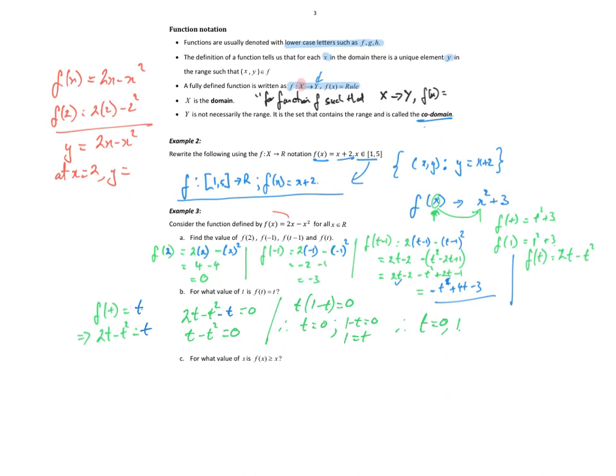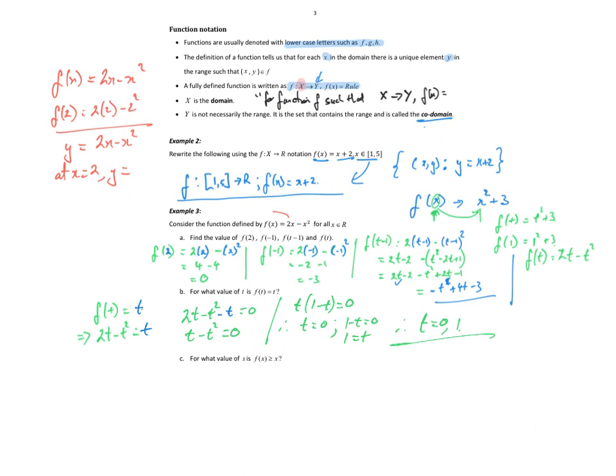Okay, so I could check that. If I put 1 into my equation, I get 2 minus 1, which is 1, which is the answer. If I put 0 into the equation, I get 0 minus 0, which also equals 0. So that's fine.